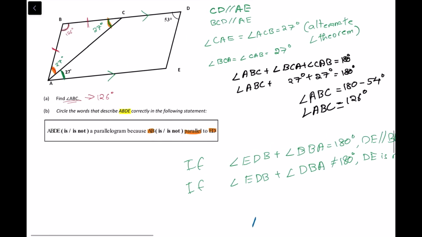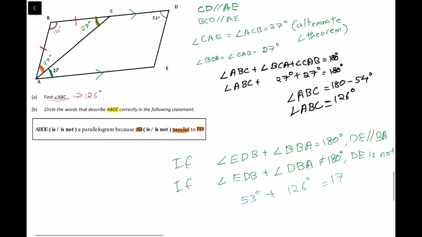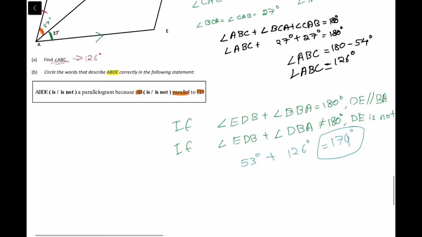Okay, so angle EDB, what is that? 53 degrees. So we have 53 degrees plus angle DBA, which is 126 degrees. We found it on top. And what does this give us? 179 degrees. And 179 degrees is less than 180 degrees. It's not equal to 180 degrees, right? It's unequal to 180 degrees.